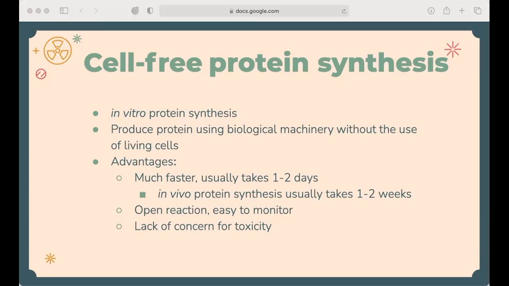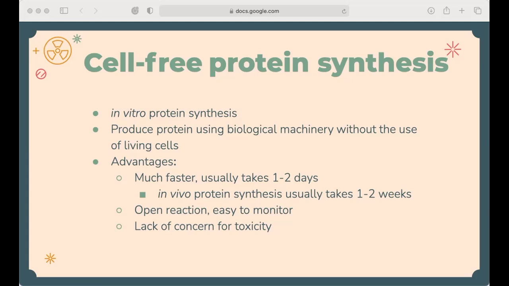In contrast, as for in vivo protein synthesis, which means producing protein within living cells, it usually takes 1 to 2 weeks. Second, cell-free protein synthesis is an open reaction, so it is easy to be monitored. The lack of cell wall allows direct manipulation of chemical environment. Samples can be easily taken, concentrations can be optimized, and the reaction can be monitored. In contrast, as for in vivo protein synthesis, once DNA is inserted into living cells, the reaction cannot be accessed until it is over and the cells are lysed.